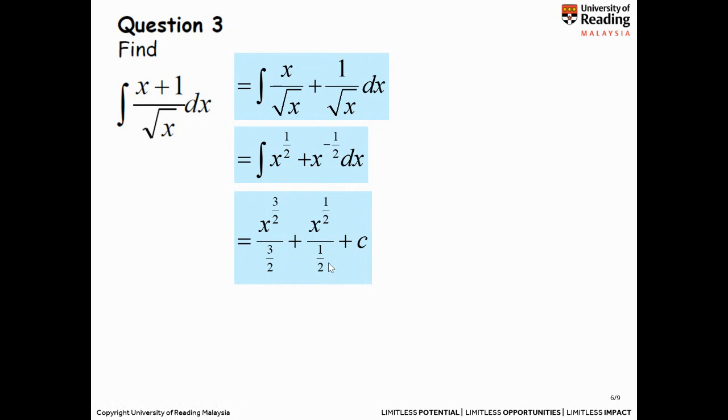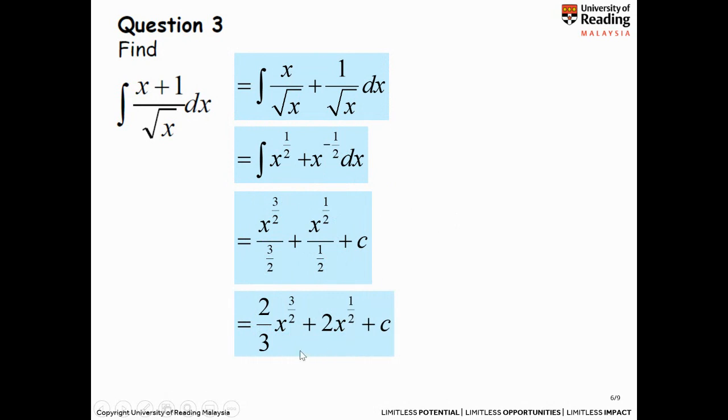We change the complex fractions to simple fractions. So divide by 3 over 2. When you divide, you shall get 2 over 3. And keep the x to the power 3 over 2. Then divide by half is the same as times 2. So the power is still half.